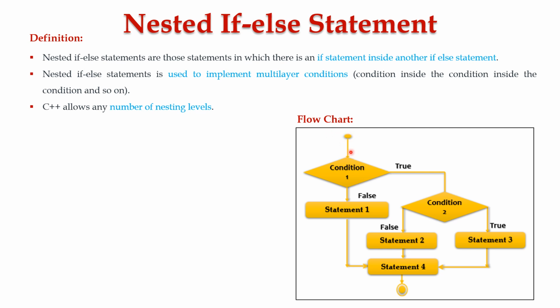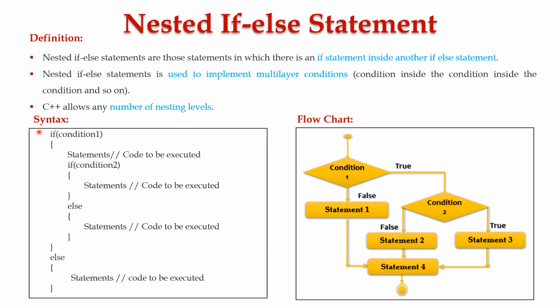So the code starts here. We have condition 1. If condition 1 is false, we have to execute statement 1 and move to statement 4, and the code gets terminated here. If condition 1 is true, we have to execute the next code, that is condition 2. If condition 2 is true, we have to execute statement 3 and then statement 4, and finally the code gets terminated here. Else, if condition 2 is false, we have to execute statement 2 and then statement 4, and we terminate the code here.